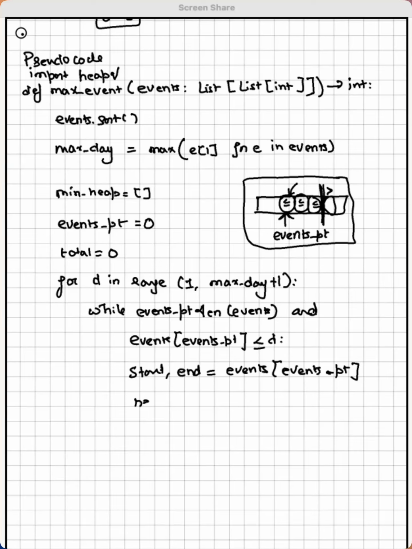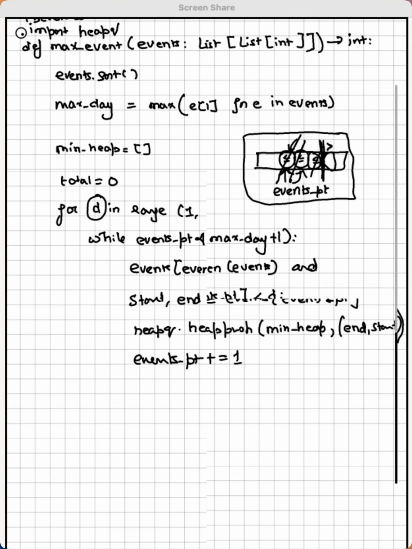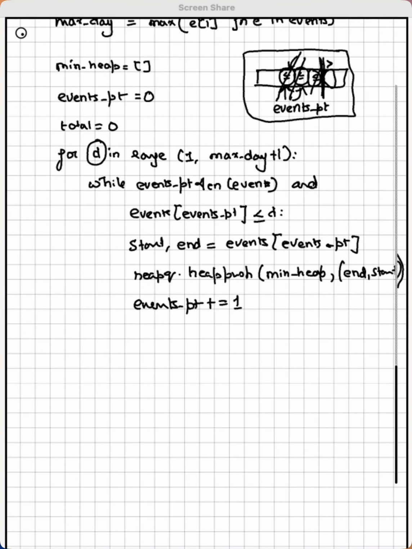Let's now add it with heapq.heappush into our min heap, but I want to fetch the one that is ending first, right? So I will store it as end comma start, and then once I have processed this, move the pointer to the next element. So events pt plus equal to 1. So this loop is done, where I'll keep processing all of the events where the start date is less than or equal to today's day. Alright, so once this has been done, now my min heap is updated.